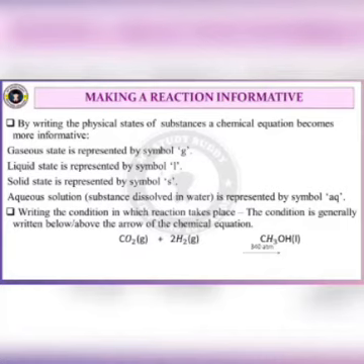And an arrow pointing upward is used to indicate that a gaseous product is formed in the chemical reaction. And an arrow pointing downward indicates the insoluble product, which is not soluble.